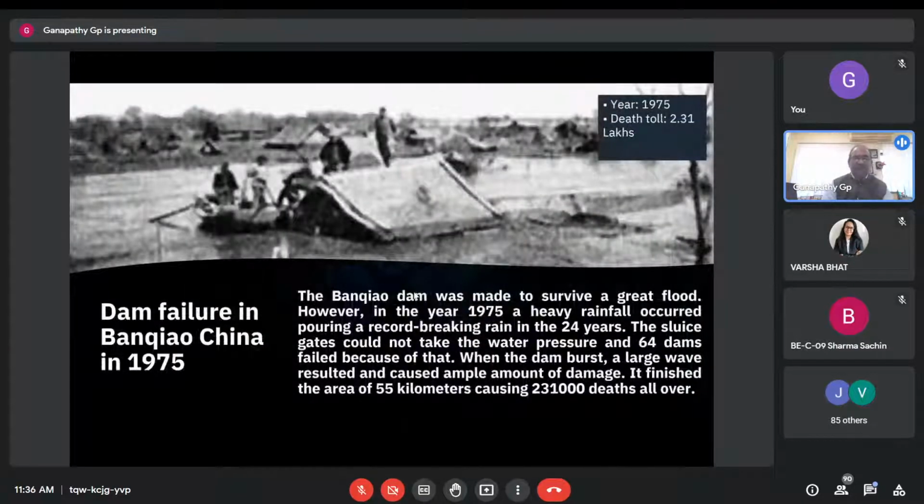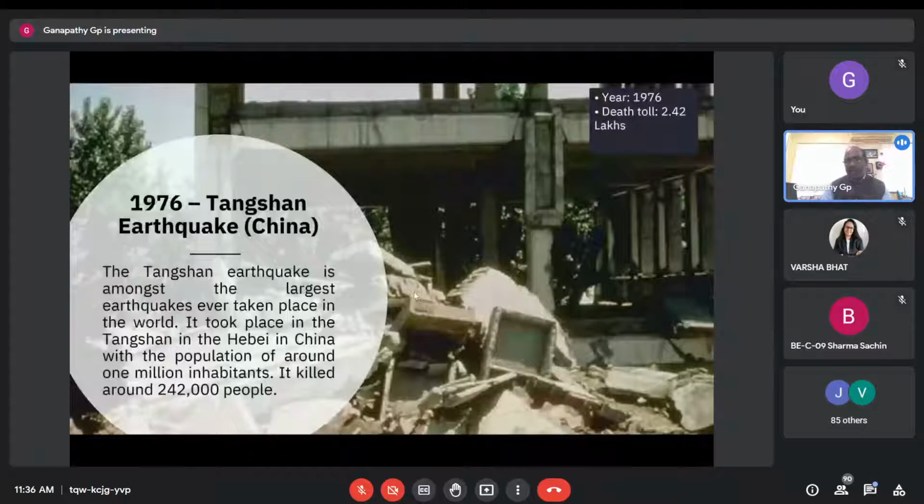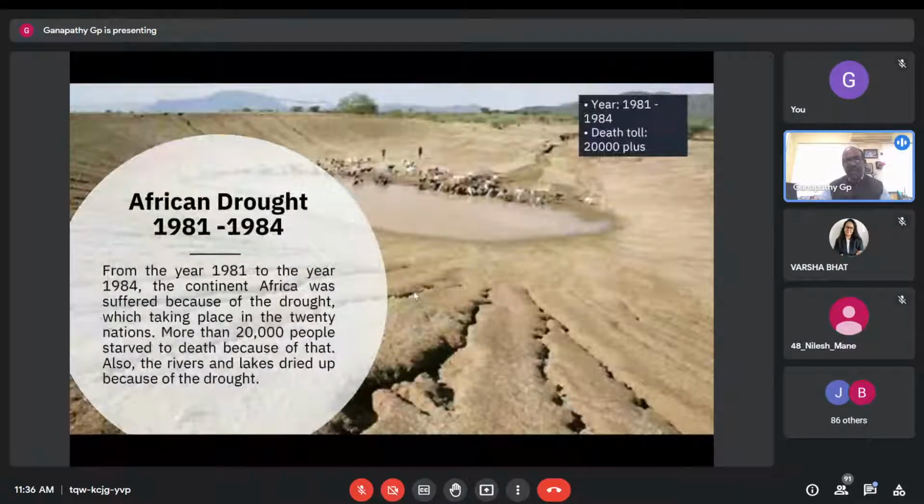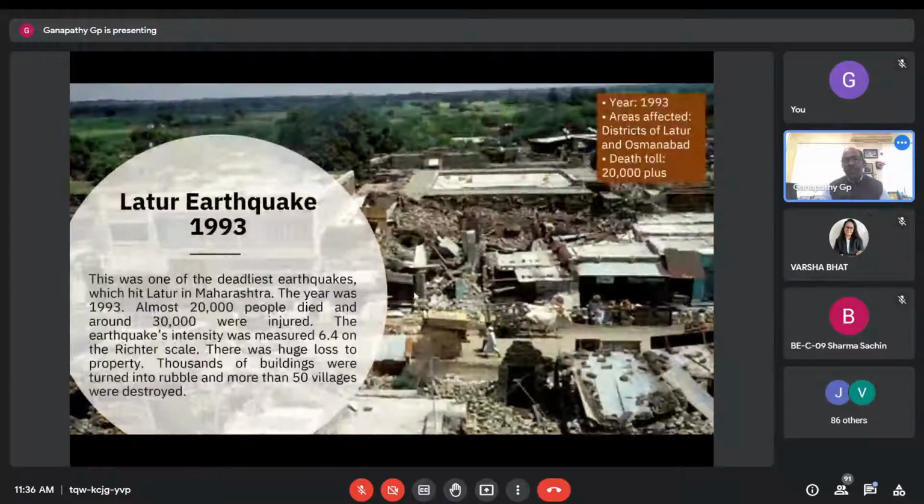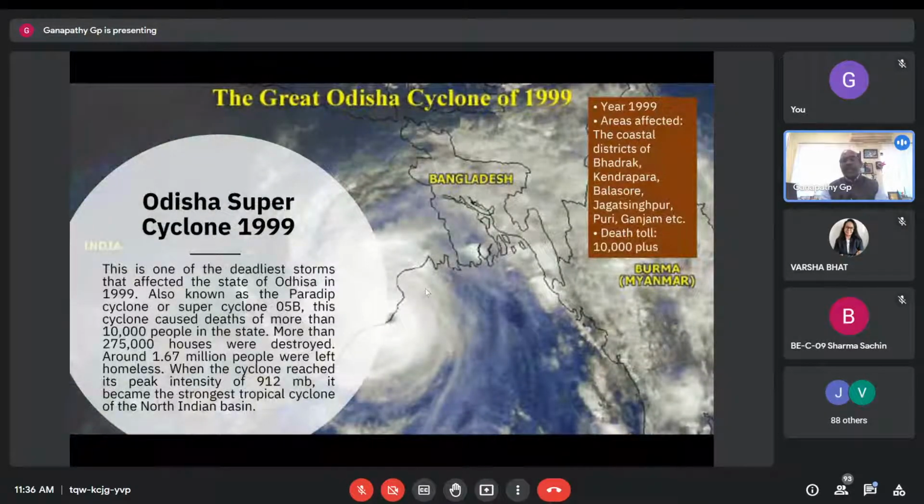In 1975, a dam failed in China, and again 2.31 lakh people died. This is the Sanchan earthquake in China, again 2.42 lakh people died. This is the African drought, which killed 20,000 people. This is the 1993 Latur earthquake in India, you all know very well. This is one of the first earthquakes that happened in peninsular India. 20,000 people died. This is the 1999 Orissa super cyclone we had in India.